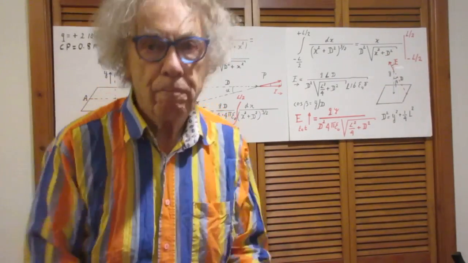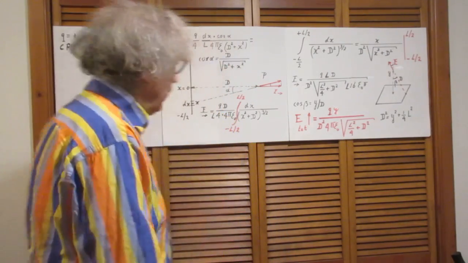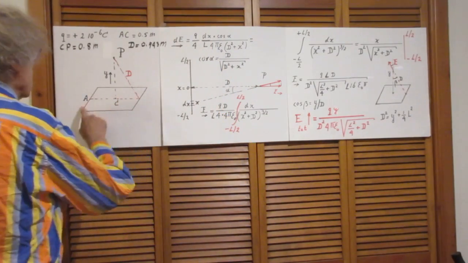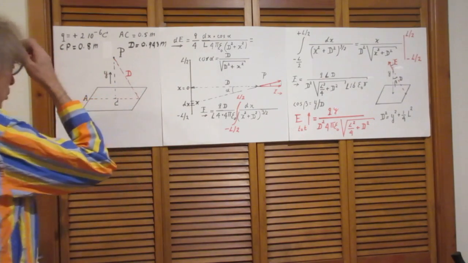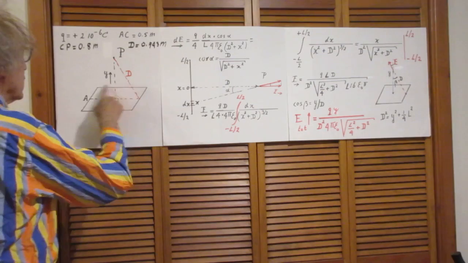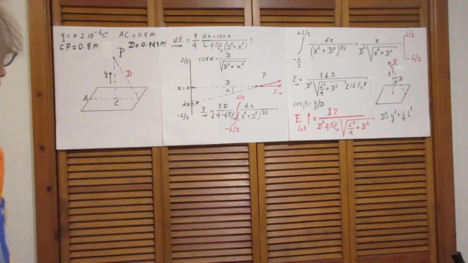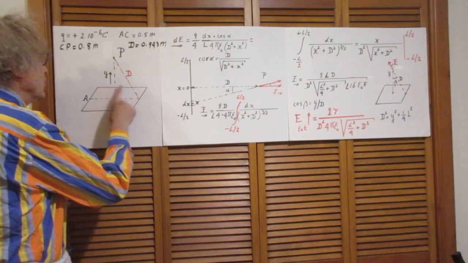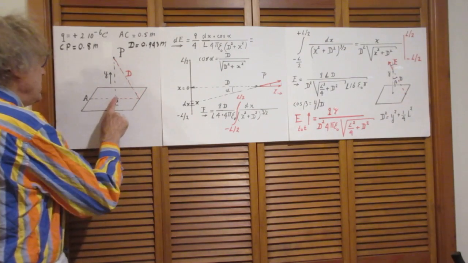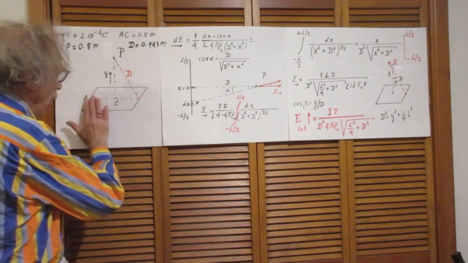Hello, hello, hello. I'm going to work out the solution to the problem where we have a perfect square with a uniform charge distribution, and the total charge on the square is Q, 2 microcoulomb. The question is, what is the electric field due to this configuration at the center? Let's assume that the square is in a horizontal plane.